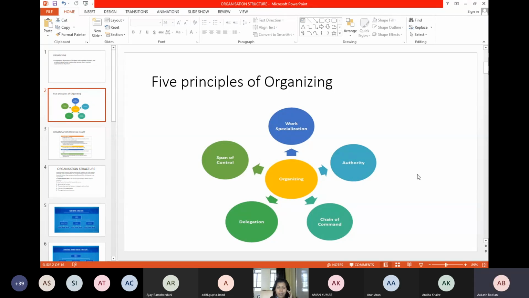Yes, ma'am. So the next part is the span of control. Now this also we have discussed, which is again an important principle of organizing. Span of control. What is it? Can somebody tell? Yes, anyone?